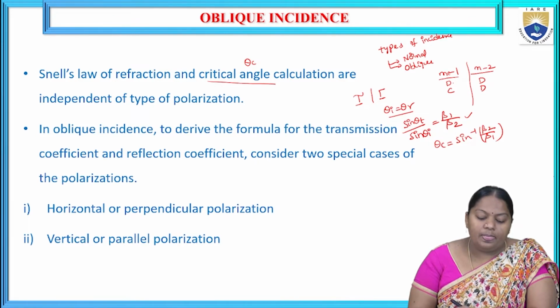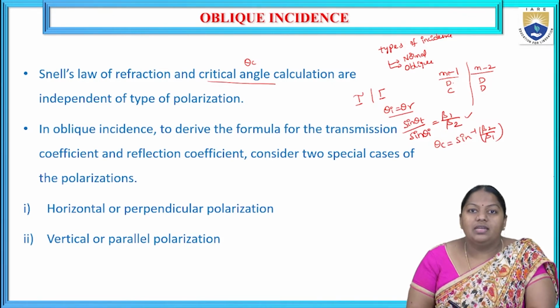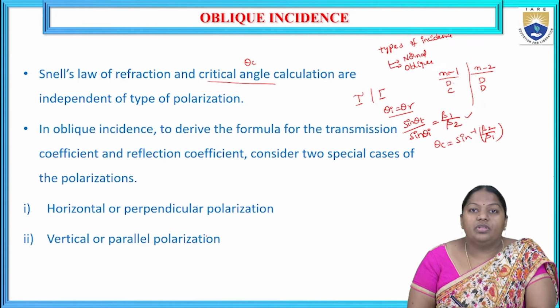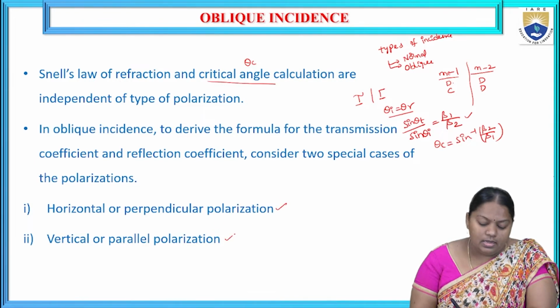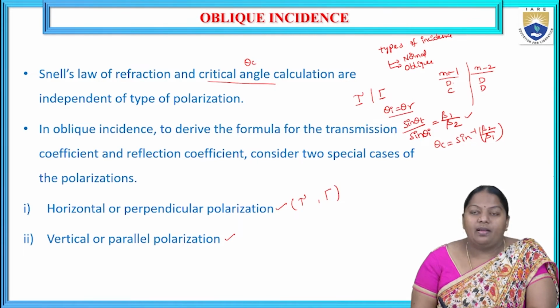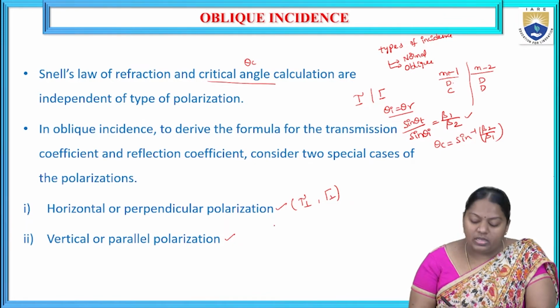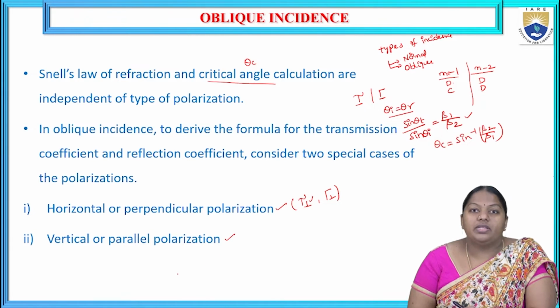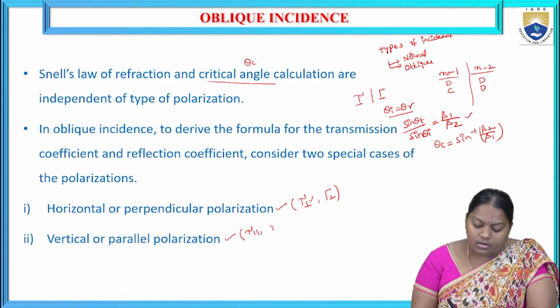Now in oblique incidence, to derive the formulas for the transmission coefficient tau and the reflection coefficient gamma, we consider two special cases of polarization. The first case is horizontal or perpendicular polarization. The transmission coefficient for perpendicular polarization is represented as tau perpendicular, and the reflection coefficient as gamma perpendicular, where the perpendicular symbol denotes the type of polarization used. Similarly, vertical polarization is also called parallel polarization, and the notations are tau parallel and gamma parallel.